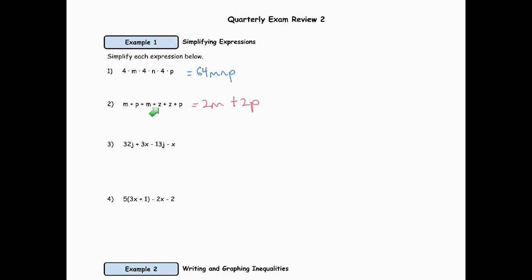And then finally we have our z terms. And we can see that the second z is being added as well, and the first z is, so we have plus 2z.